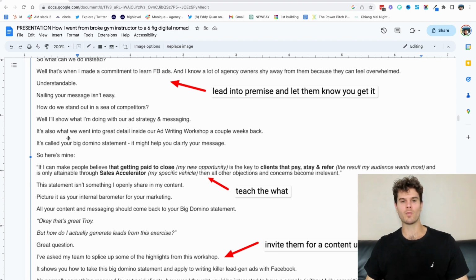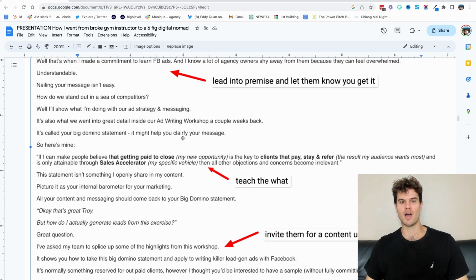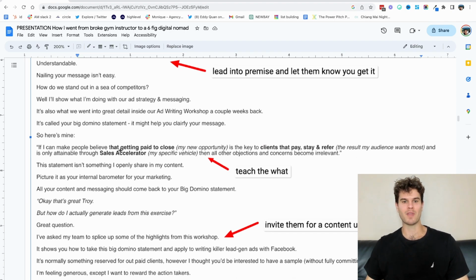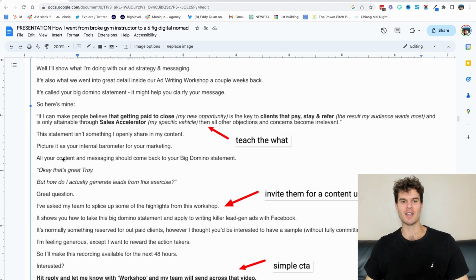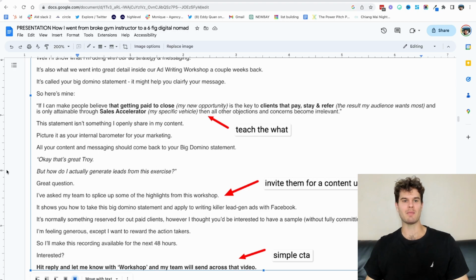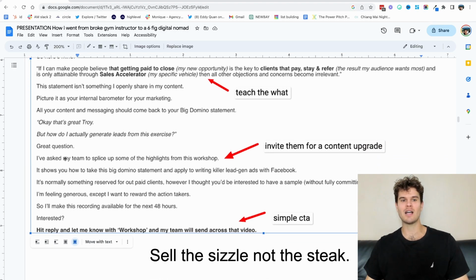It's also what we went into great detail inside our ad writing workshop a couple of weeks back. It's called your big domino statement and it might clarify your message. So here's mine, and then talk about this. The statement isn't something I openly share in my content. Picture it as your internal barometer for your marketing. All your content and messaging should come back to your big domino statement. Okay, that's great, Troy, but how do I actually generate leads from this exercise?